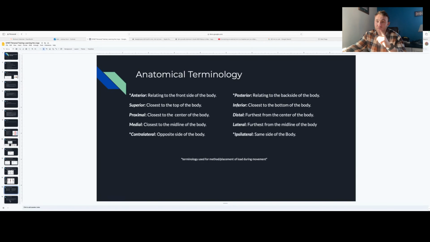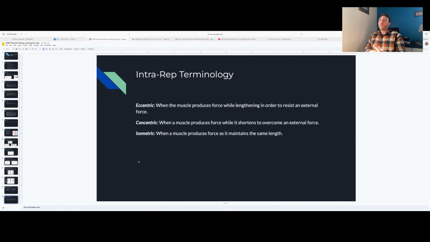And the only one that I'll give you to segue into training terminology is the difference in contraction types, because these are described by how muscles produce force in different ways at different lengths or changes of lengths. Okay, so eccentric contractions are your negatives. They're your lowering. So it could be the going down in a squat, or letting my arm out in a pull, or a bicep curl, or a lat pulldown, letting the arm out. That's when a muscle produces force while lengthening to resist the external force.